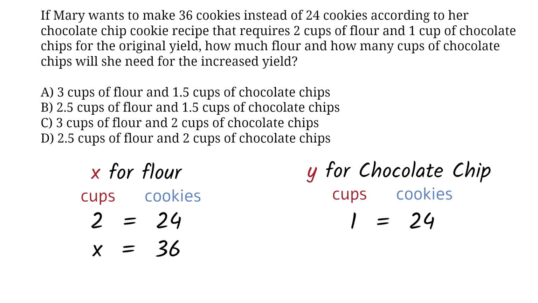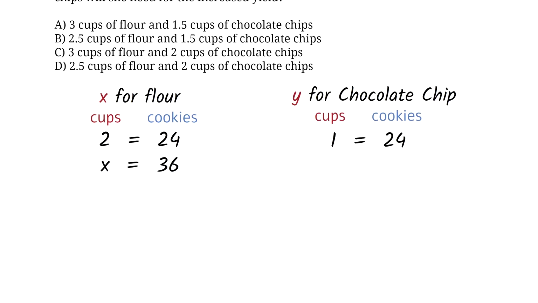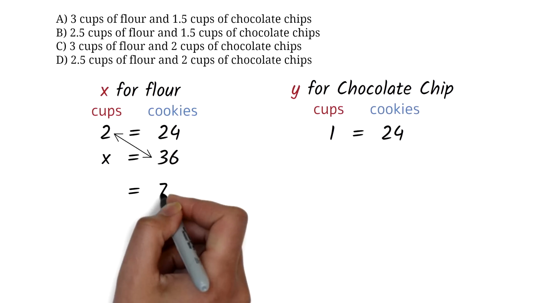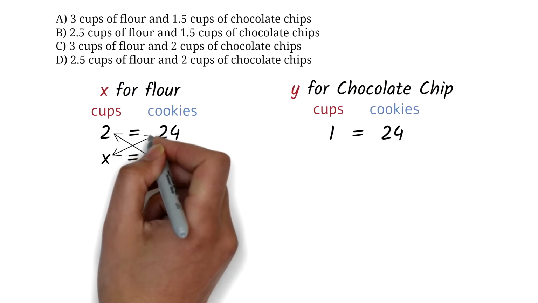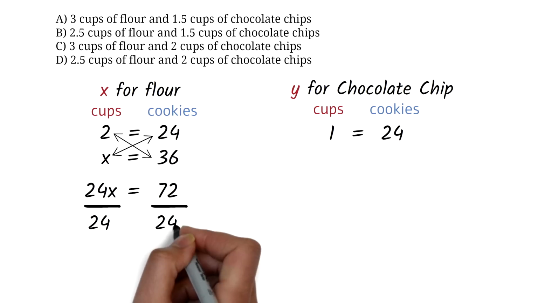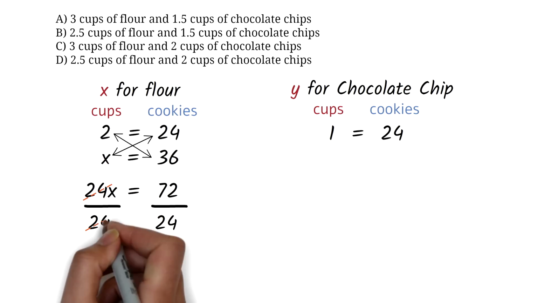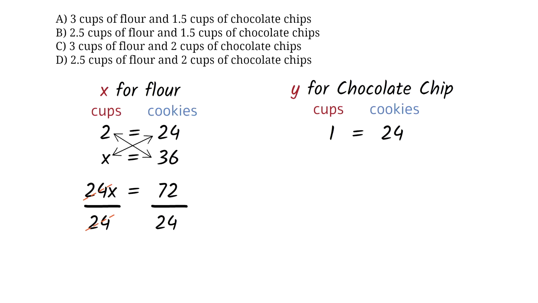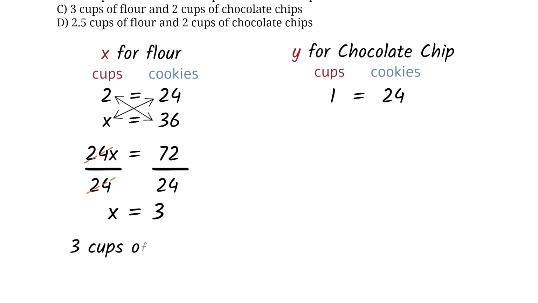Once we have set up our proportion, we will cross multiply. 36 times 2 is 72. Then X times 24 is 24X. Finally, we will solve for the X. Divide both sides by 24. The 24 will cancel out. 72 divided by 24 is 3. So she will need 3 cups of flour.